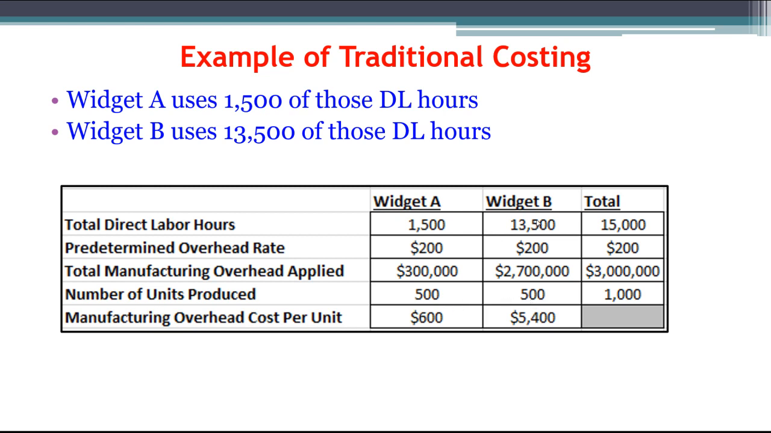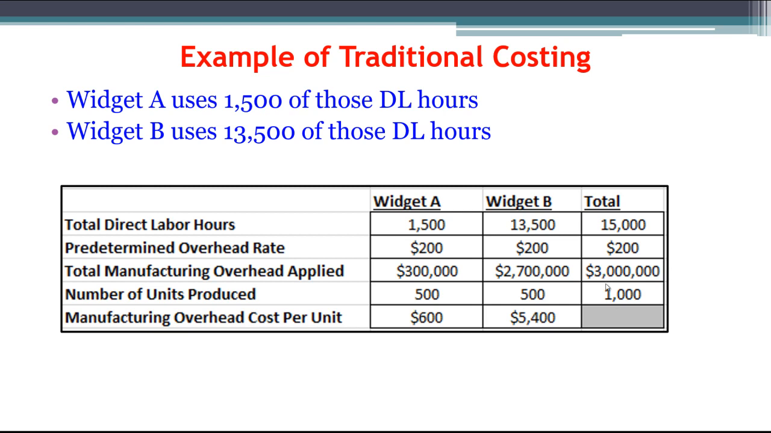So the fact that widget B uses so many more direct labor hours tells us that widget B is much more labor intensive. So in this situation, we would be multiplying the direct labor hours for each product by the $200 estimated overhead rate to get the total manufacturing overhead applied. $300,000 for widget A, $2.7 million for widget B, and obviously the total, because these are the only two products in the company, is that $3 million.